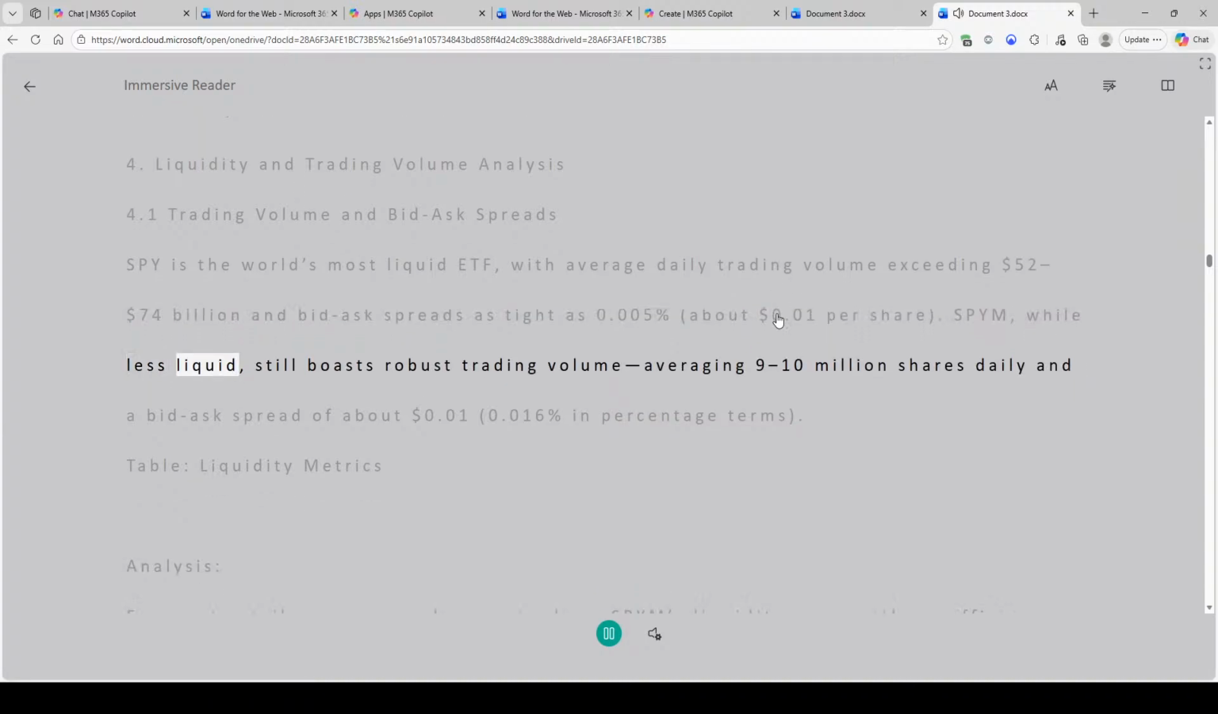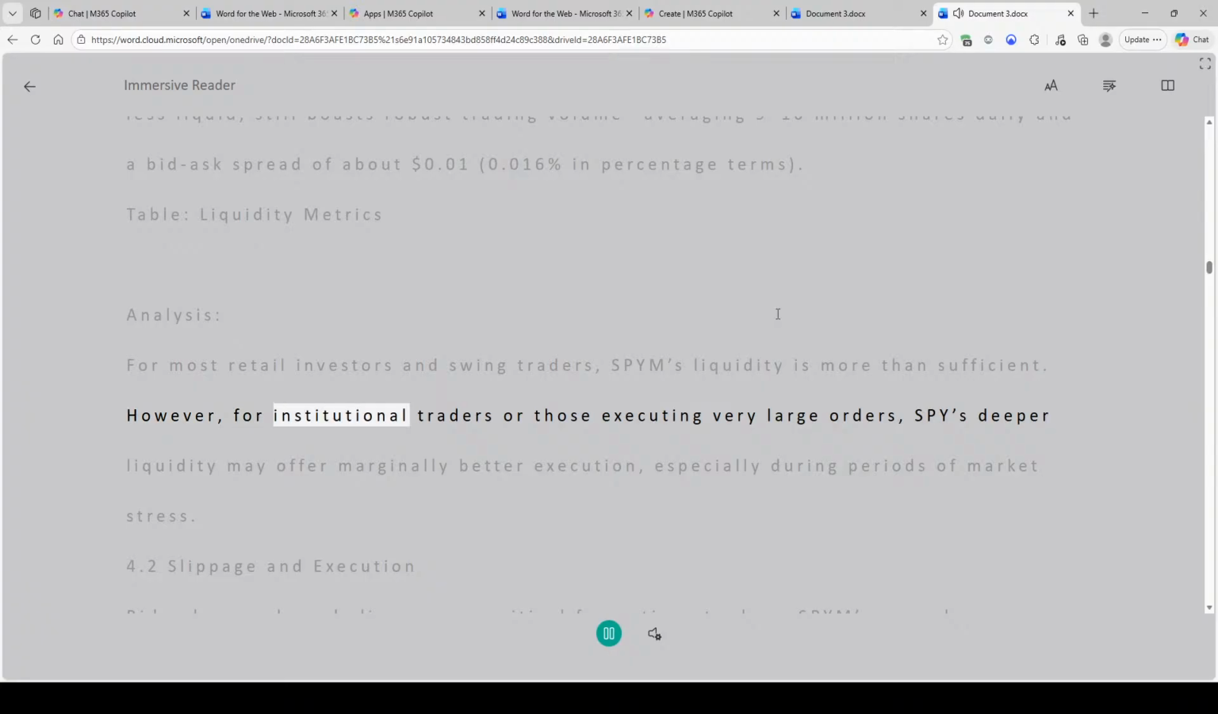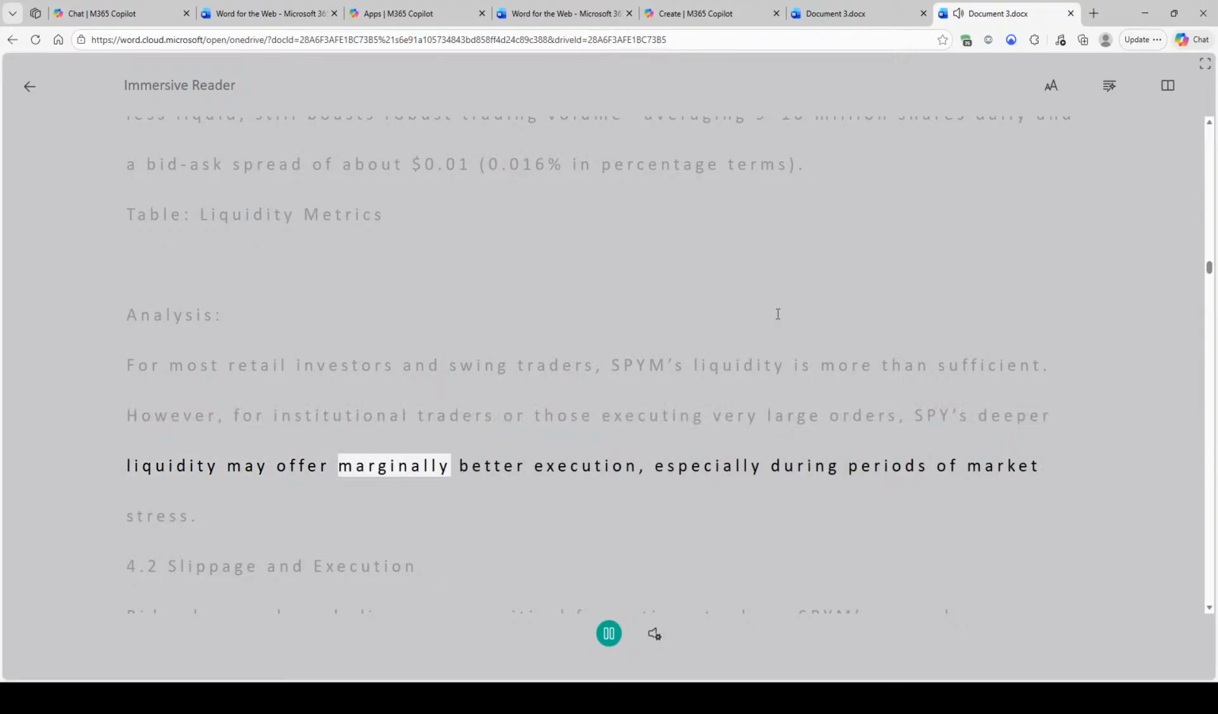SPYM, while less liquid, still boasts robust trading volume averaging 9 to 10 million shares daily and a bid-ask spread of about 1 cent, 0.016% in percentage terms. Table: Liquidity metrics. Analysis. For most retail investors and swing traders, SPYM's liquidity is more than sufficient. However, for institutional traders or those executing very large orders, SPY's deeper liquidity may offer marginally better execution, especially during periods of market stress.